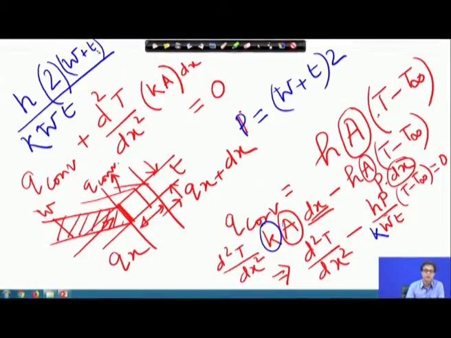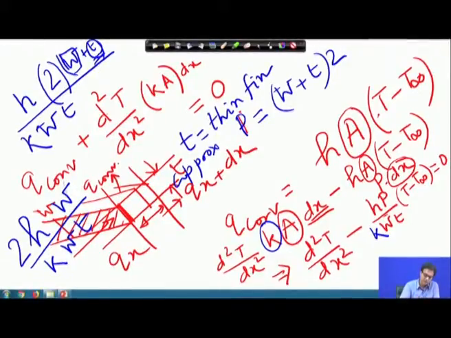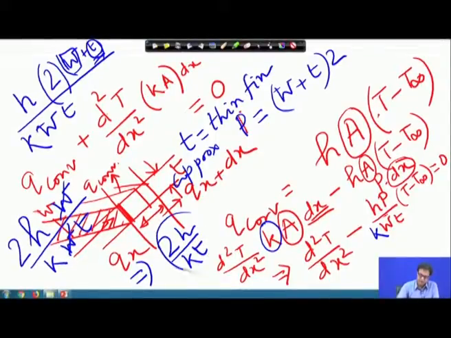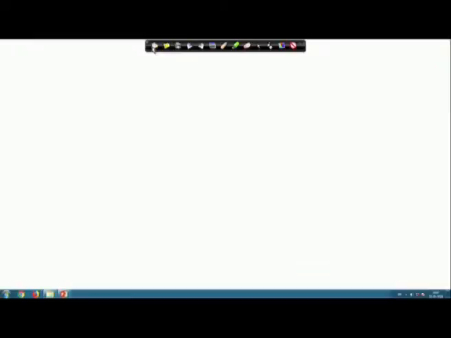Now, often we make an assumption that the thickness of the fin is very small as compared to this w. We call it the thin fin approximation. In that case we neglect t as compared to w, so we will have twice h w by k w t. The w and w will cancel, so we will have twice h by k t. So, this we will write as d2T/dx square minus m square into (T minus T infinity) equals 0.